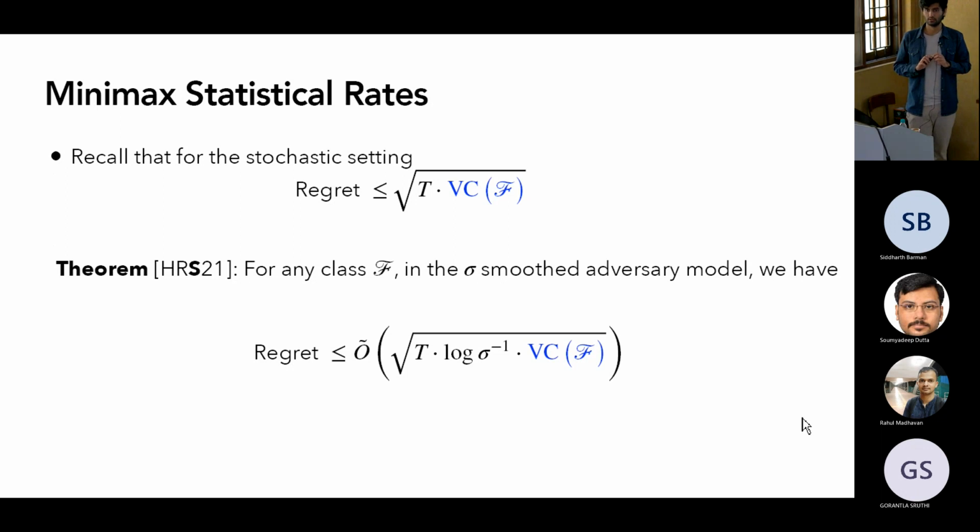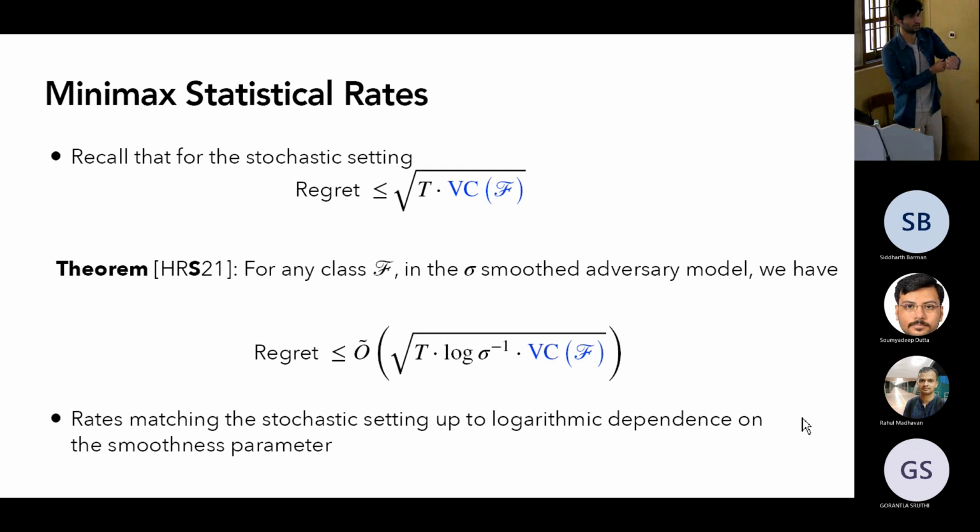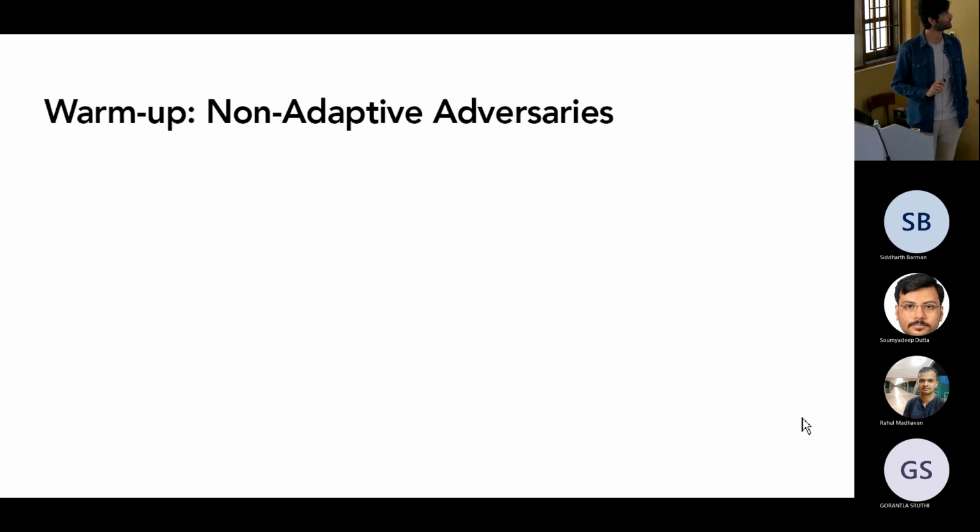Are there any other questions? The tilde hides log factors. So it hides log of the things that are inside: log p, log 1 over sigma, and maybe log T. I think we can remove the log T by itself. Any other questions? Yeah, so these rates match the stochastic setting up to logarithmic dependence on the smoothness parameter, and that's okay.